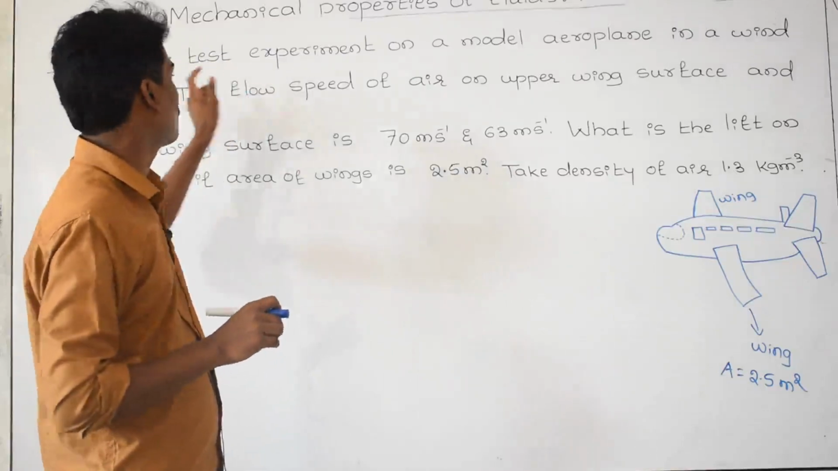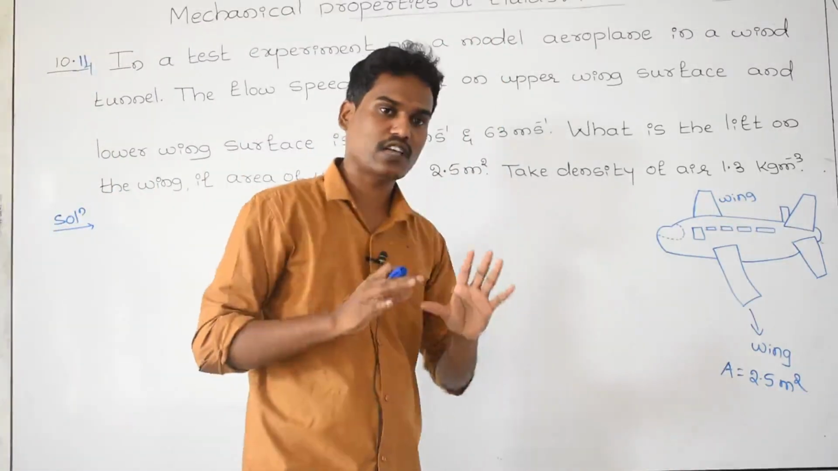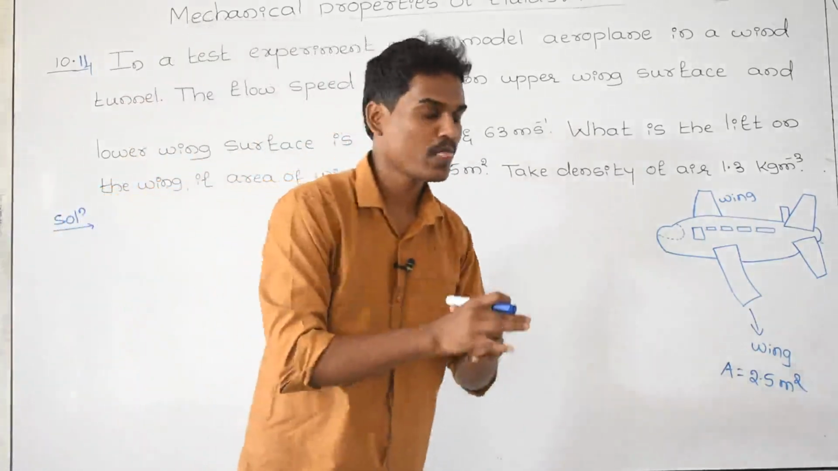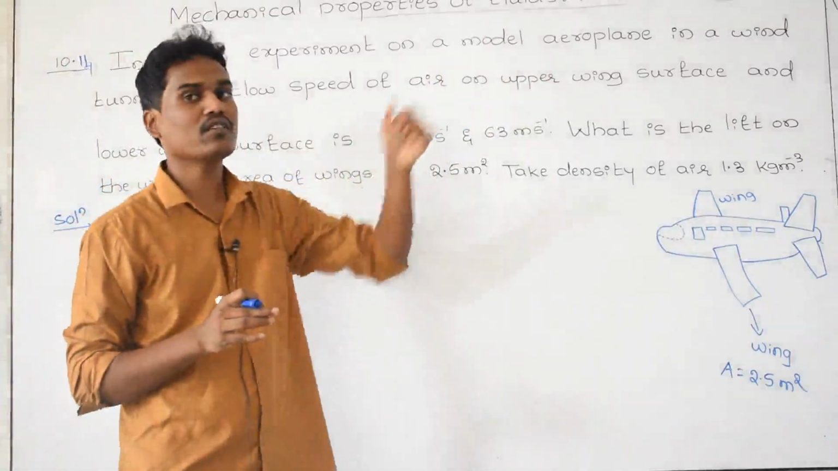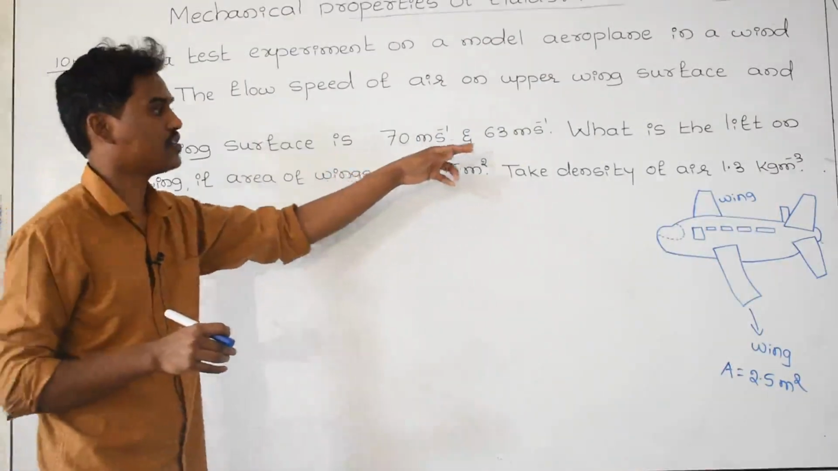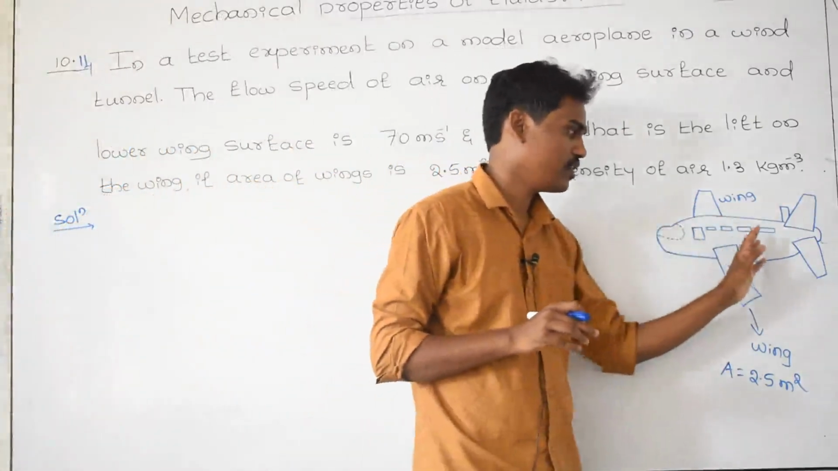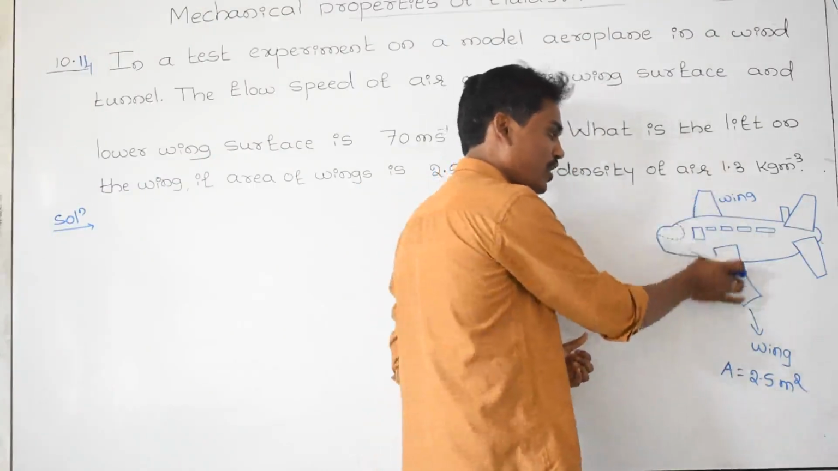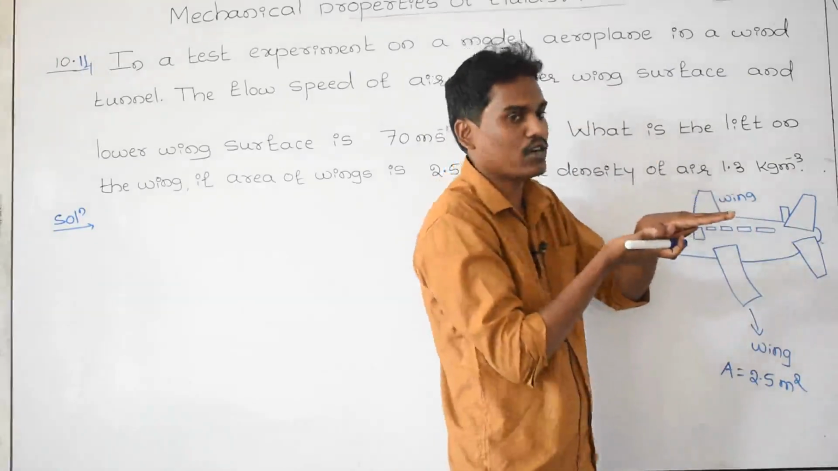The experiment is being done on a model aeroplane. Just one aeroplane is there, and that aeroplane is a model one. It means it is made up of plastic, and we are testing the experiment in a wind tunnel. The flow speed of air on the upper wing and lower wing surface is 70 meter per second and 63 meter per second respectively, he has given. Let us take a model aeroplane made up of paper, and these are two wings of the aeroplane, and this is the upper surface of the wing, and this is the lower surface of the wing.